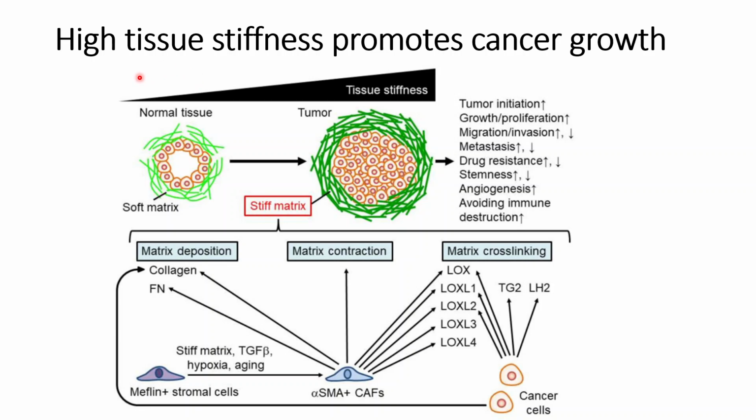In this video, we will discuss how high tissue stiffness promotes cancer growth. We will go through an overview to understand the main factors that help in cancer growth, and also simultaneously what results in this tissue stiffness around the cancer cells.